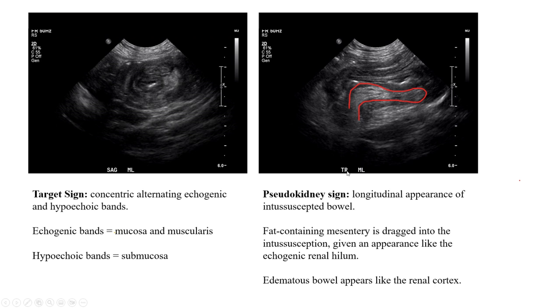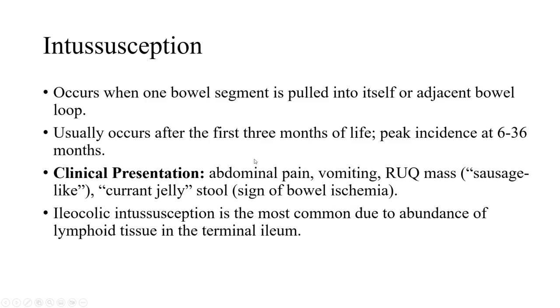Here's the appearance of this in transverse plane. This is something called the pseudo-kidney sign, which is the longitudinal appearance of intussuscepted bowel. This happens when the fat-containing mesentery is dragged into the intussusception, giving the appearance of an echogenic renal hilum, or hilum of the kidney. The surrounding edematous bowel wall appears like the renal cortex. So this is a pseudo-kidney sign.